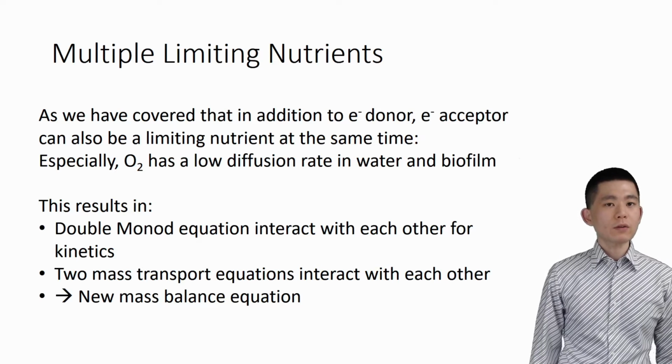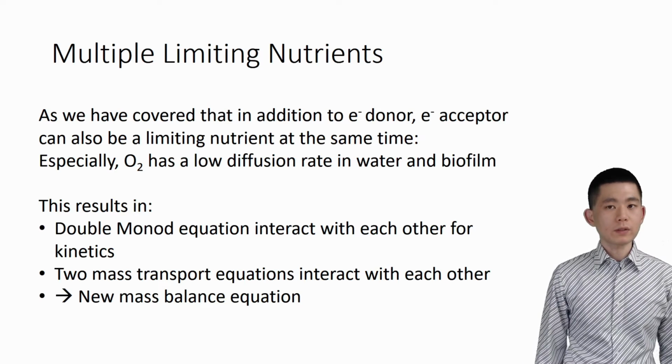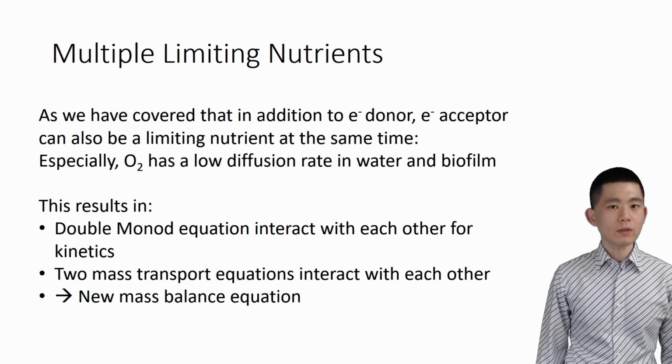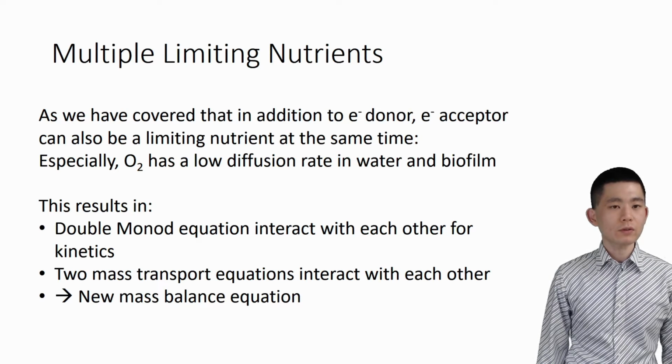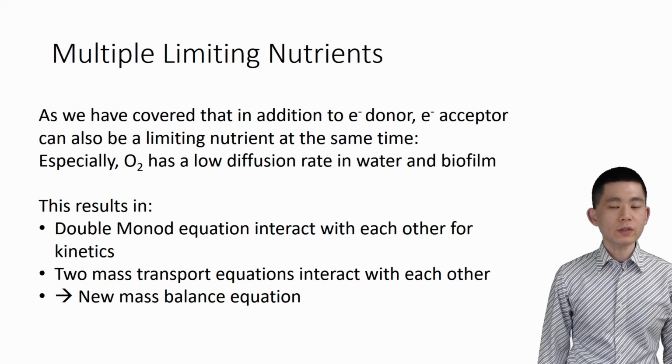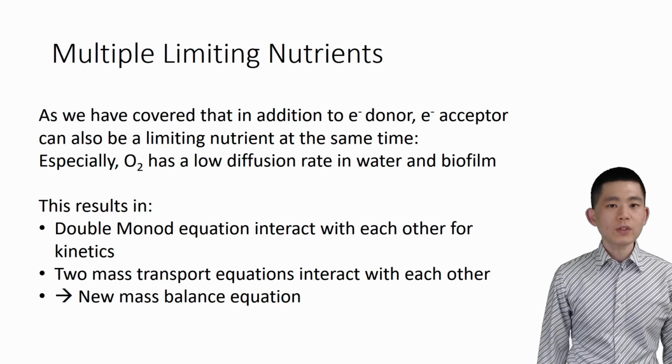The previous model considers only one limiting nutrient, but in reality, there can be multiple limiting nutrients. For example, electron acceptors like oxygen or nitrate can be the limiting factor in addition to the electron donors. This is especially true in aerobic attached growth systems, as oxygen has a low mass transfer coefficient and diffusivity in water and in biofilm, which can cause oxygen deficiency within the biofilm.